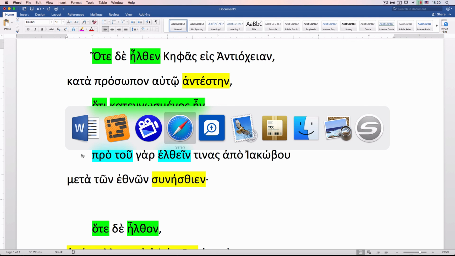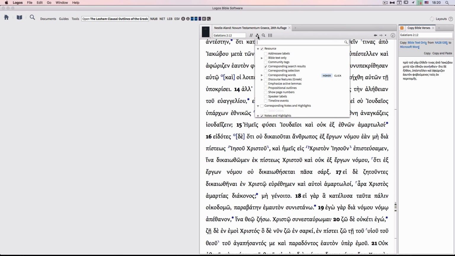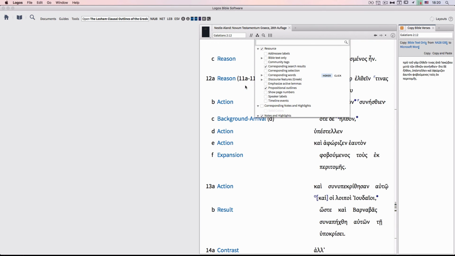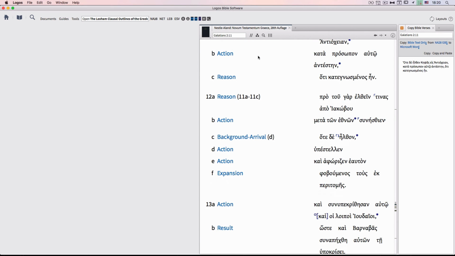If you go over to Logos, you'll see that in the Greek text, you can make some changes with the way things are organized. If you go over to your visual filters and then look under the resource options, you'll see the option for propositional outlines. Now, when you click that, what it will do is it will reorganize your text into a particular outline structure. Now, notice here that there's a lot of differences between what they are putting on the page and what we are putting on the page.